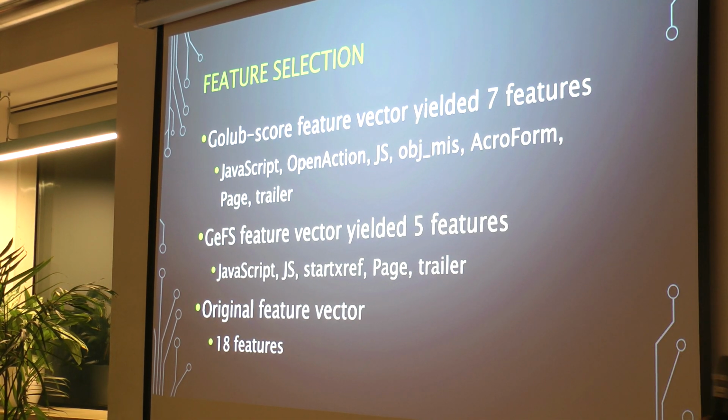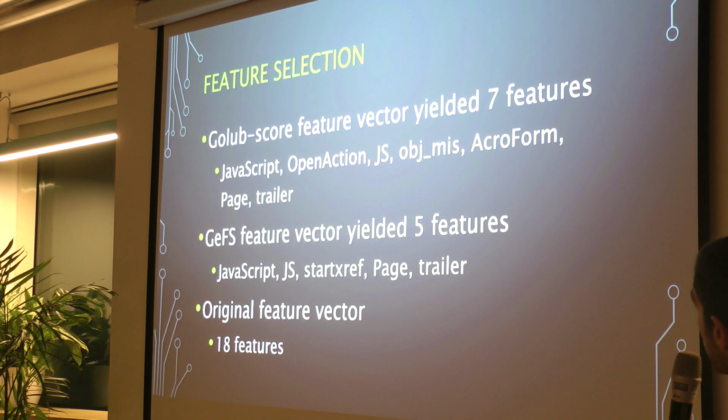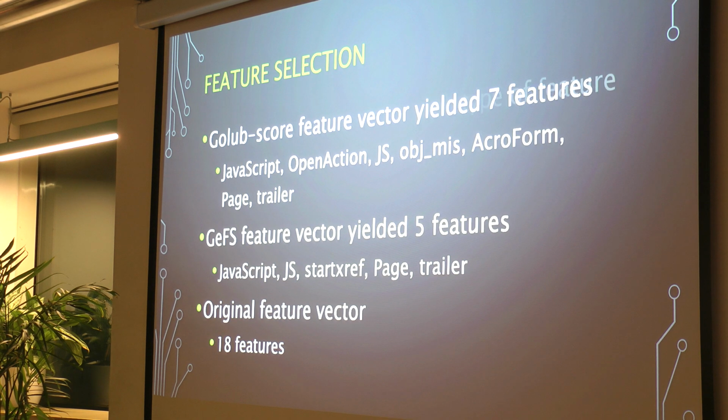Another 2 different data sets were created with different feature selection algorithms. One is using the Golub score, and the other one is using the GEFS feature vector, one which yielded 7 features, and the other 5 features. And as a reminder, we still have our original data set of 18 features.